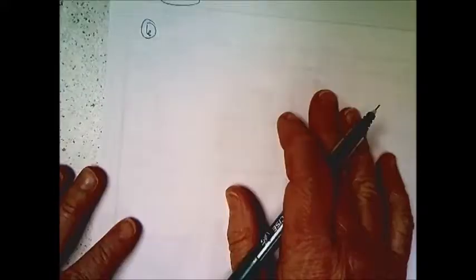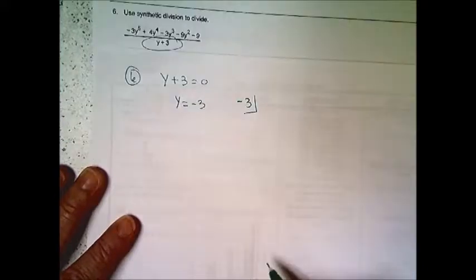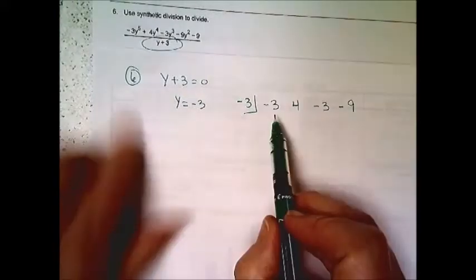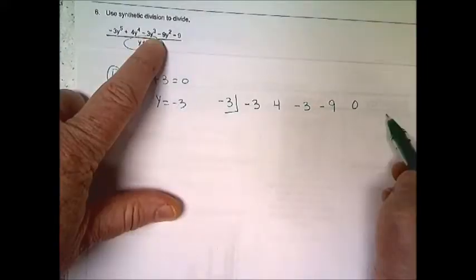Okay, I'm going to pick up with number 6. Number 6 asks you to divide the polynomial by y plus 3. So set y plus 3 equal to 0. Y is negative 3. Negative 3 goes in the corner. And I list my coefficients: negative 3 for y to the 5th, 4 for y to the 4th, negative 3 for y cubed, negative 9 for y squared. It's going to need a 0 for y to the first because I don't have that one, and then minus 9. Okay, so I'm ready.